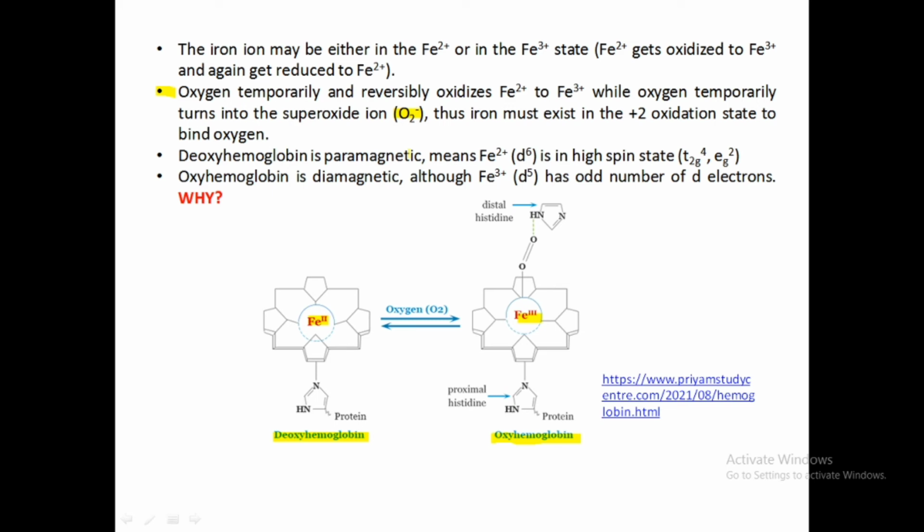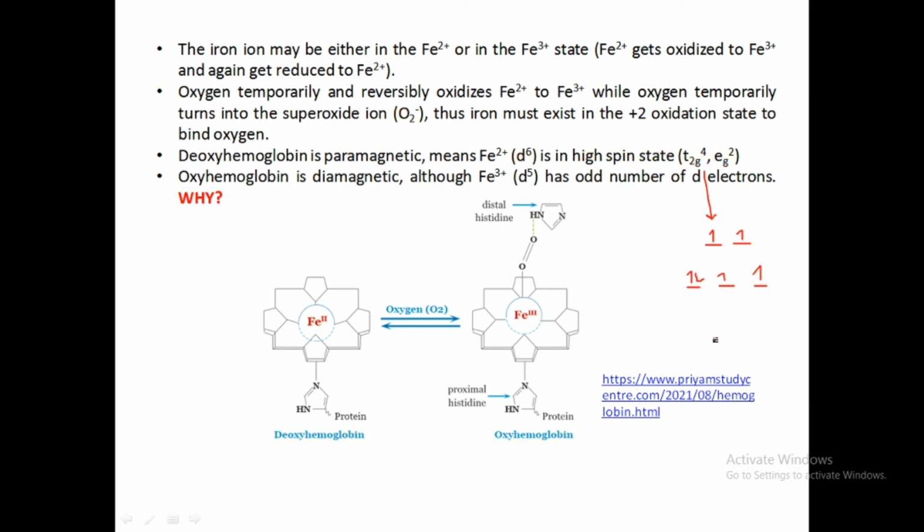Hence, in terms of chemistry, we can conclude that in deoxyhemoglobin, iron is in the paramagnetic state, which is a +2 system. Fe in the +2 state will have a configuration of d6, and it is present in the high spin state. So if you try to plot the crystal field splitting diagram of a d6 system in the high spin, you will get this particular configuration, that is t2g4 eg2. There will be 4 electrons at the t2g level, and there will be 2 electrons at the eg level.